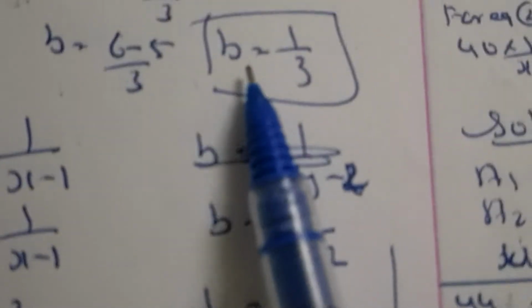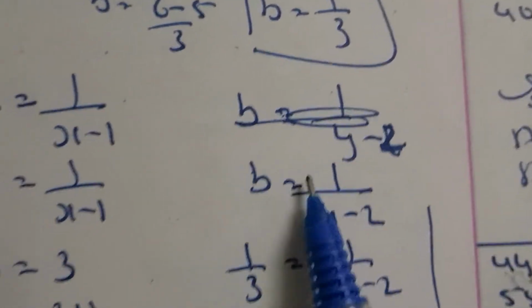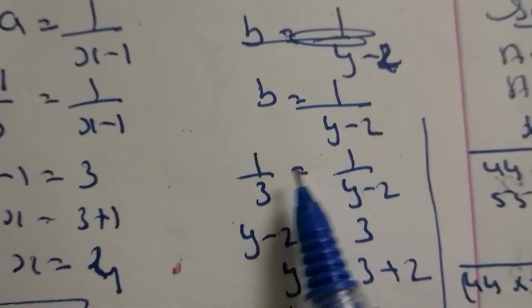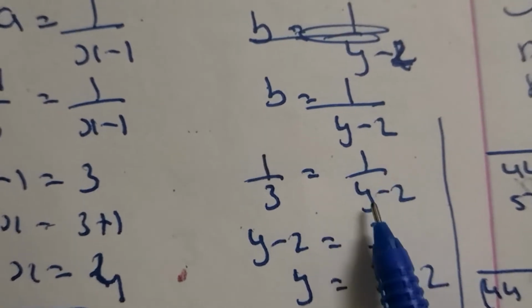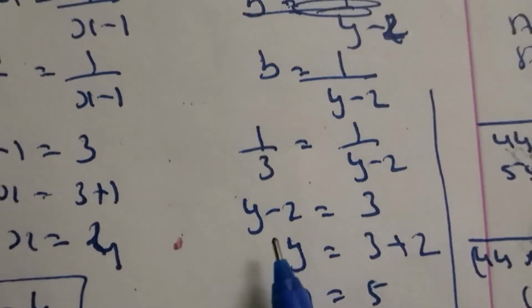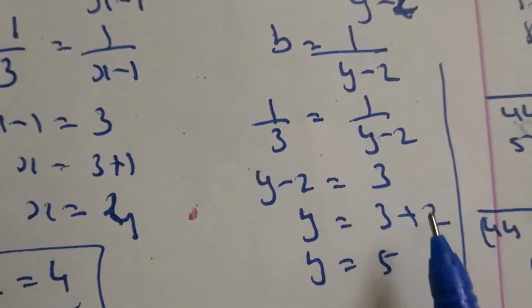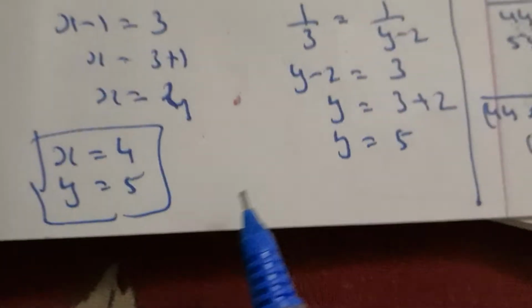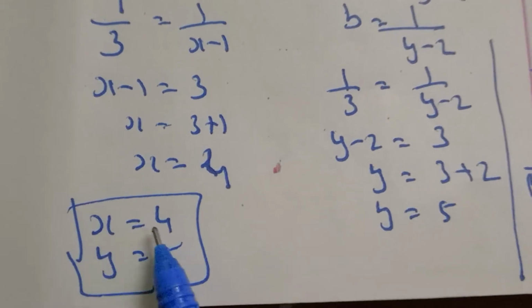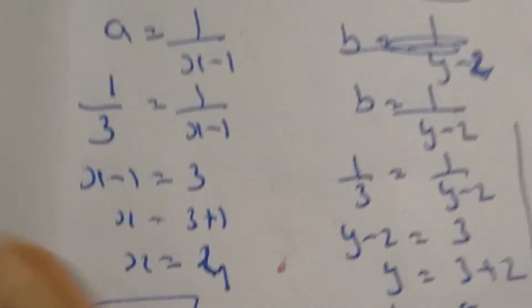Same way over here, b is equal to 1 upon y minus 2. So 1 upon 3 is equal to 1 upon y minus 2. So y minus 2 is equal to 3. So y is equal to 3 plus 2, minus 2 shifted to the right hand side. So y is equal to 5. So my solution is x is equal to 4 and y is equal to 5.